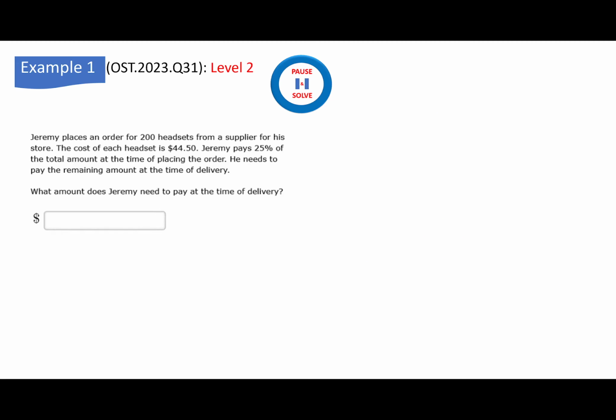Example 1. In this example, Jeremy places an order for 200 headsets from a supplier for his store. The cost of each headset is $44.50. Now, this is an important piece of information. Jeremy pays 25% of the total amount at the time of placing the order. That's more like a down payment, 25%. He needs to pay the remaining amount at the time of delivery. So what amount does Jeremy need to pay at the time of delivery?